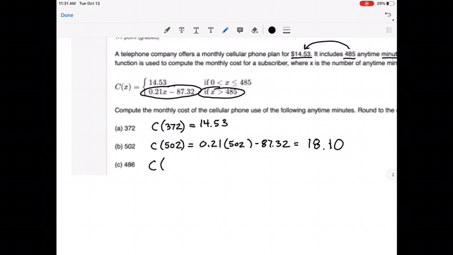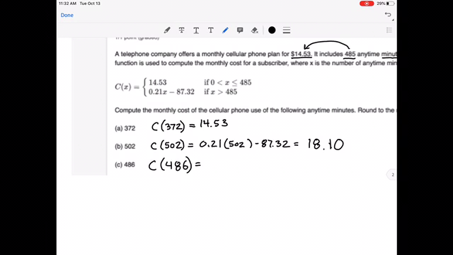Now, suppose someone talks for 486 minutes. Well, again, that's only 1 minute greater than what the plan was saying you'd only pay the 14.53. So we're going to have to figure out how much to charge them for that one extra additional minute. But because it is greater than the 485, we do need to use the second piece of the function. I know it's for only 1 minute, but that's what the plan is.